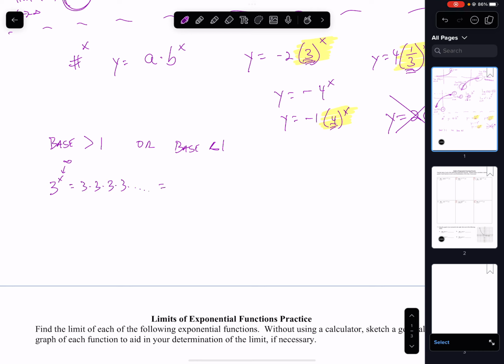That number would not approach anything. That number would approach infinity. How about we looked at 4 to the x? 4 times 4 times 4 times 4 forever. That would also approach infinity.